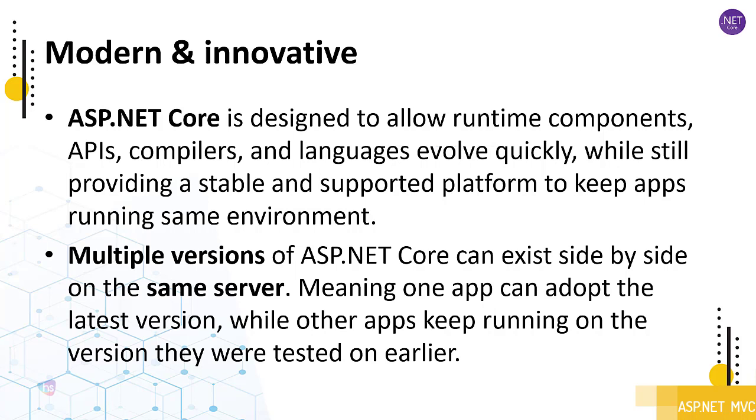Multiple versions of ASP.NET Core can exist side by side on the same server. It may be cloud, independent or anywhere the application is running. Meaning one app can adopt the latest version, while other apps keep running on the same legacy version of the framework or different libraries that were tested earlier and are running successfully.